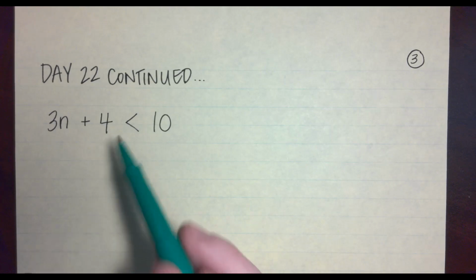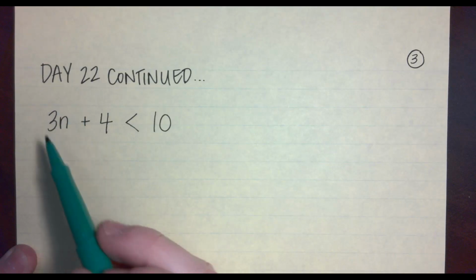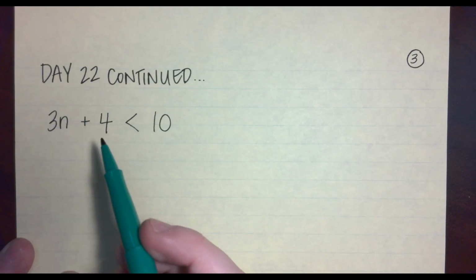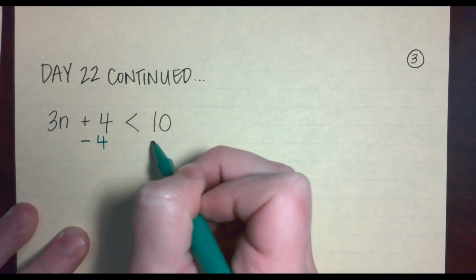So I have two different operations happening here. I've got 3 times n, and I've got 3n plus 4. Which one of those do I need to do first? Yes, we need to get rid of our 4 first. So just like we use inverse operations, we are working backwards to get rid of things in our inequality. We also do our order of operations backwards. Normally we would do the multiplication and division first, but since we're going backwards, we do addition and subtraction first. So I'm going to subtract 4 from both sides.